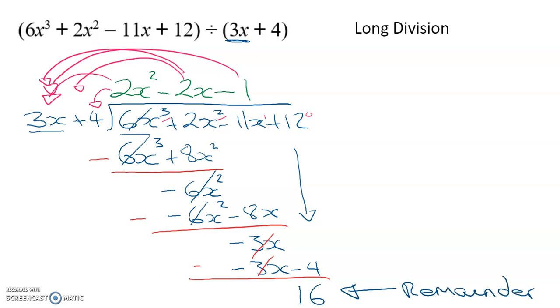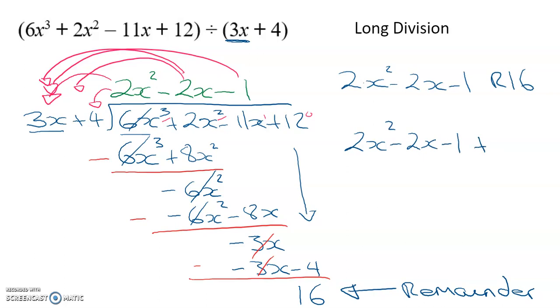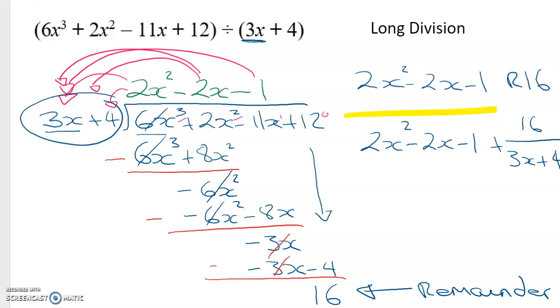So the answer is going to be 2x squared minus 2x minus 1, remainder 16, which can also be written as 2x squared minus 2x minus 1 plus, because it's a positive 16, 16 over 3x plus 4, because that's what we divided by. So it's like saying plus a half or plus a quarter. It's 16 out of 3x plus 4. And that's how you do long division when the coefficient of x is not 1.